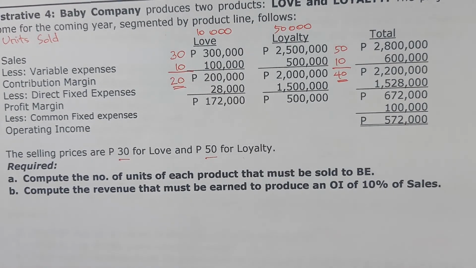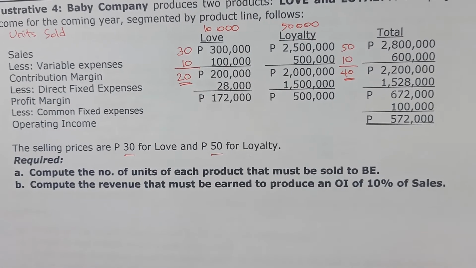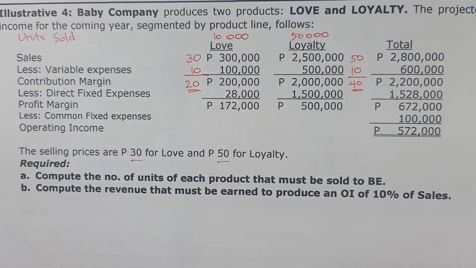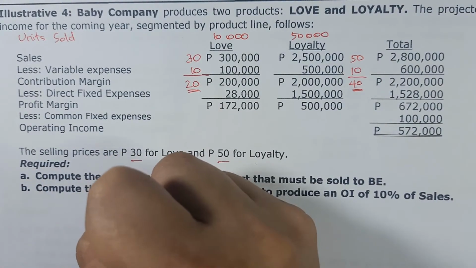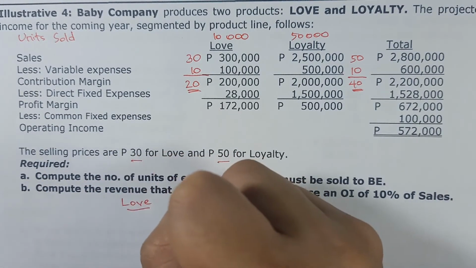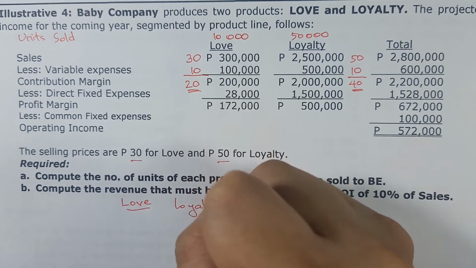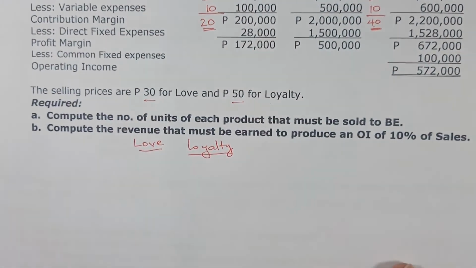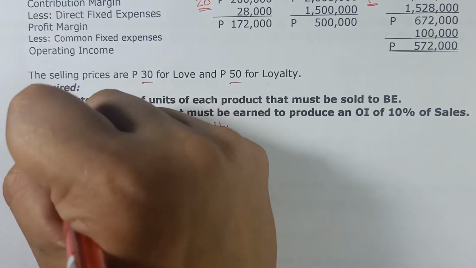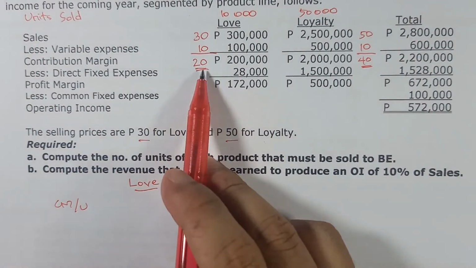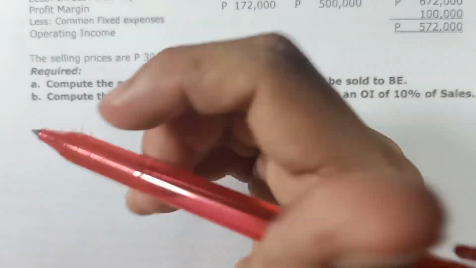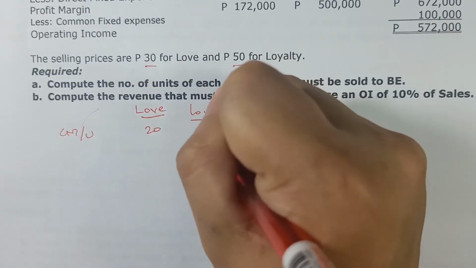Letter A, compute the number of units of each product that must be sold to break even. So, ilang units daw ang kailangan mabenta para magkaroon tayo ng break even. Liwanag. So here we have two products. Meron tayong love, then we have loyalty. Liwanag ba? So dito, the first step is compute mo muna si contribution margin per unit. And na-compute na natin yon. For love, that is 20. For loyalty, that is 40. So lagay natin 20, then 40.